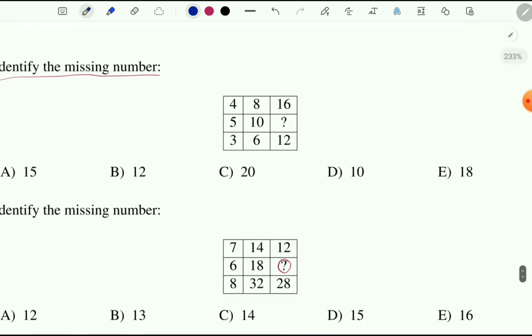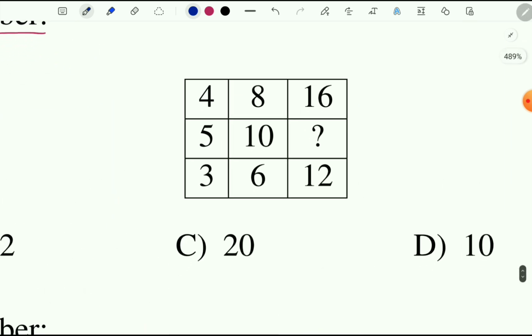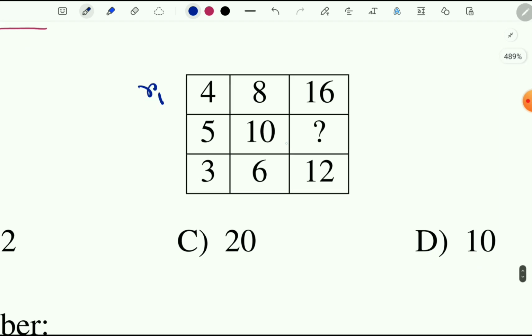What we can do is, let's zoom it out. Okay, so we can consider row 1. Let's find out the relationship between them. First number is 4 and second number is 8, so it's easy to understand. 4 becomes double. So if we multiply 4 by 2, it gives us the second column and first row element. And then if we multiply again by 2, it will give us the third element in row number 1.